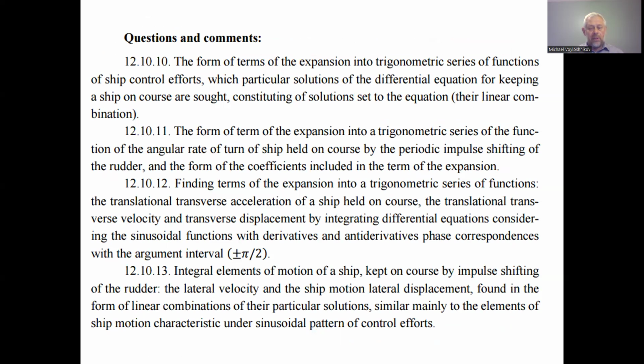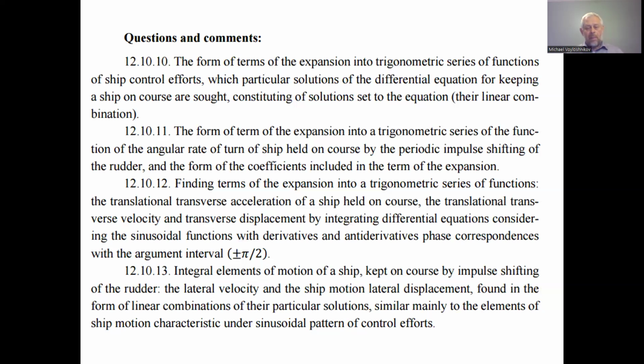12.10.10, the form of terms of expansion into a trigonometric series of functions of ship control efforts, which particular solutions of the differential equation for keeping a ship on course are sought. Constituting of solutions of the equation, the linear combination. Yes, the particular decision of the inhomogeneous equation when the right side is assigned as the expansion into the Fourier series of the perhaps non-analytical type of the controls.